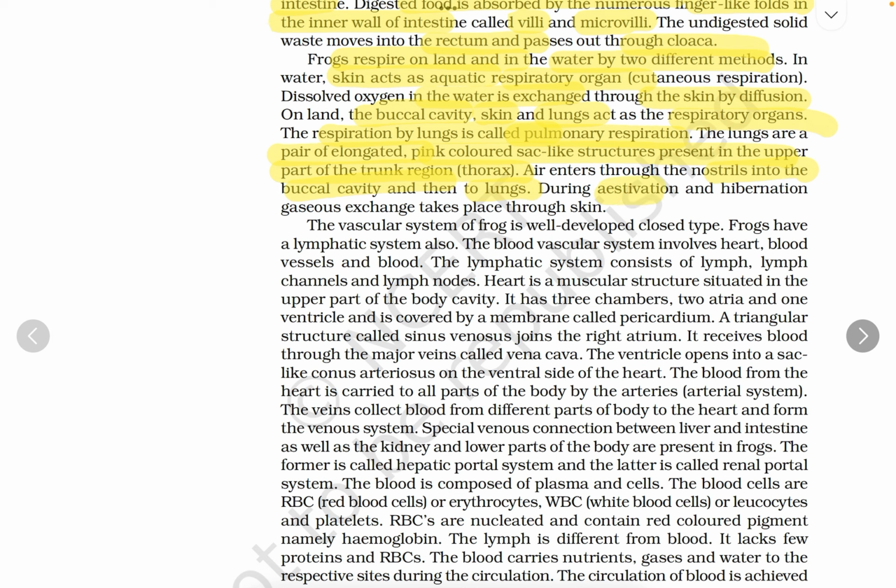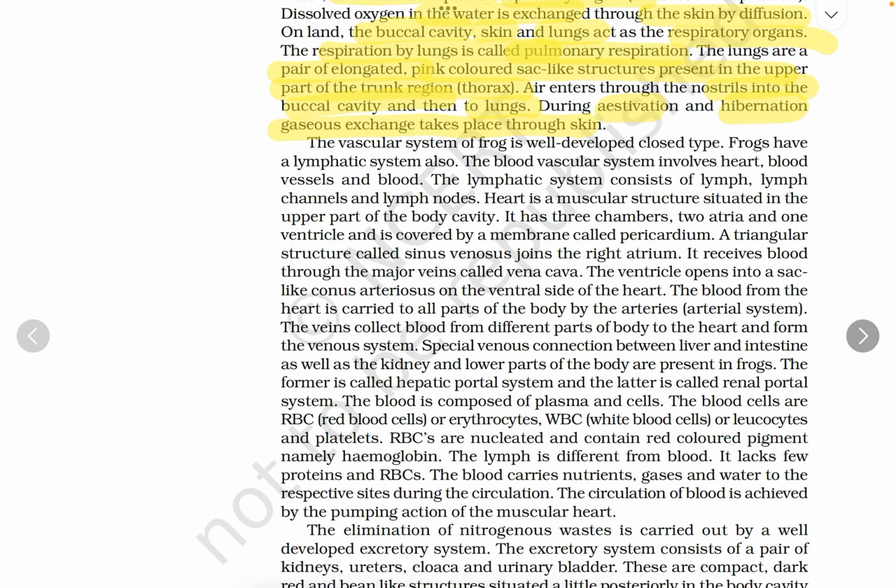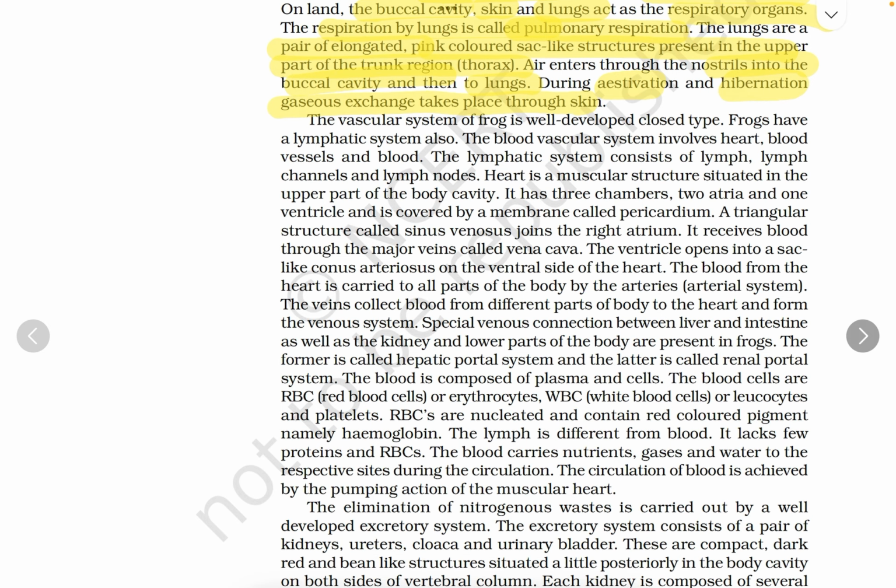During estivation, that is summer sleep, and during hibernation, that is winter sleep, gaseous exchange takes place through the skin only, because the frogs are in sleep mode. So the gases exchange from there because they don't have to waste energy in breathing. They don't eat food, and gas exchange takes place through the skin, just like in water.